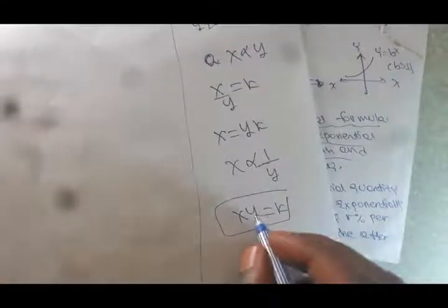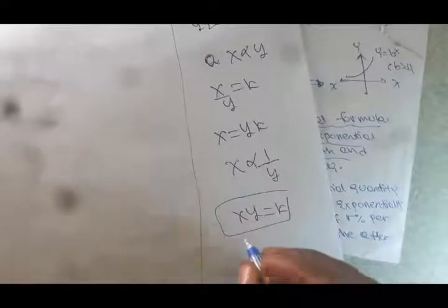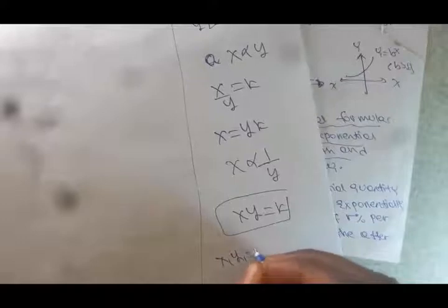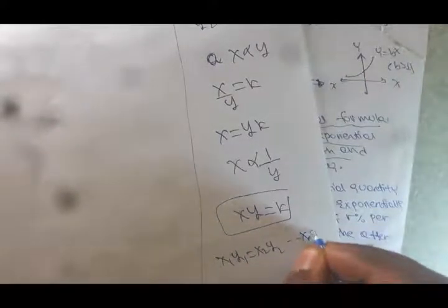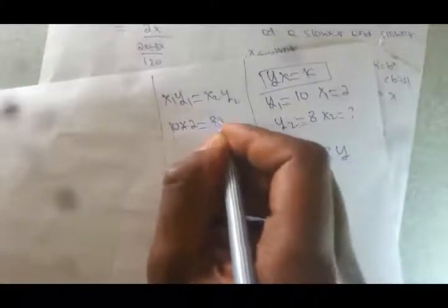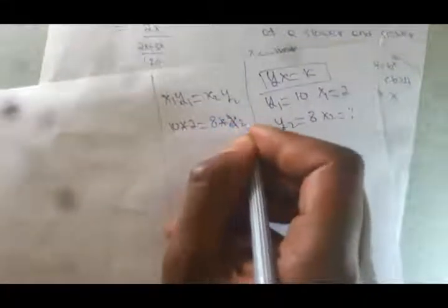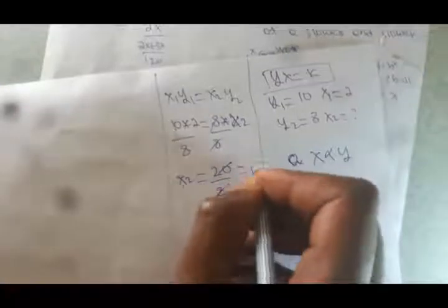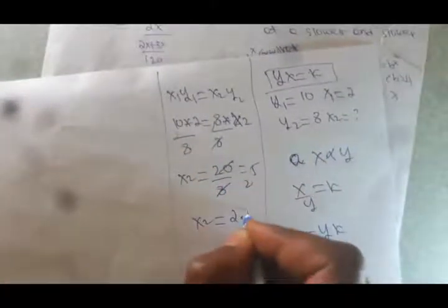So in an inversely proportional relationship, if you have more than two equations, x1 y1 is equal to x2 y2 up to xn yn, which is equal to k. Here we have only two situations, x1 y1 and x2 y2. Therefore x1 y1 is equal to x2 y2. Therefore 10 times 2 is equal to 8 times x2. Dividing by 8 on both sides, x2 is equal to 20 over 8. Simplifying by 4, 5 over 2. Therefore x2 is equal to 2.5.